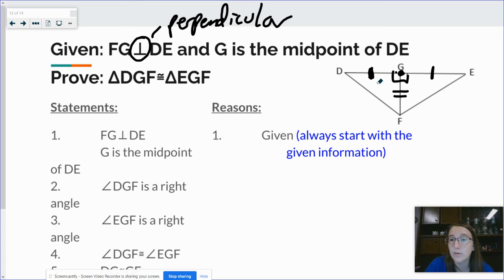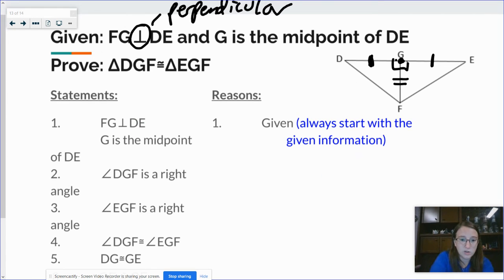So now we have everything we possibly can marked in this picture. There's nothing else I can mark. Now let's go to our reasons. We started with the given. Let's go ahead and go to number 2.